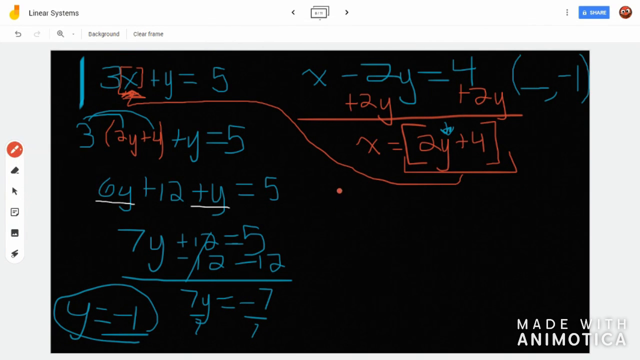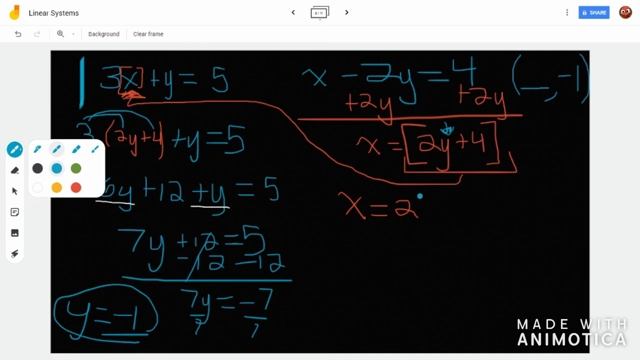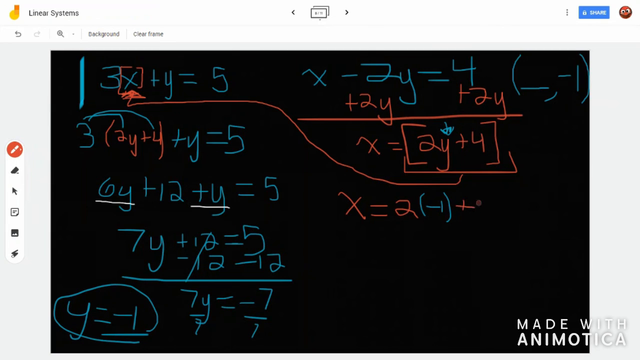Okay, so let's do that now. In our red marker, we have x equals 2 times y, which is -1, plus 4. And now I'll just continue to crank out my answer. 2 times -1 is -2 plus 4.